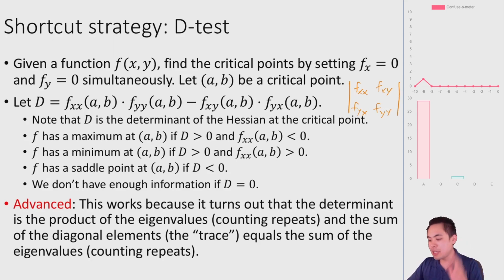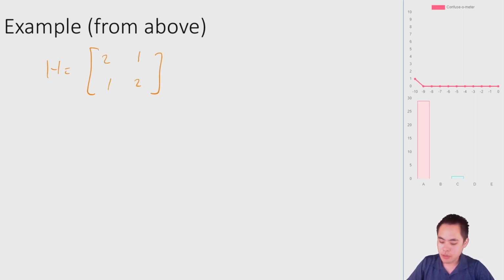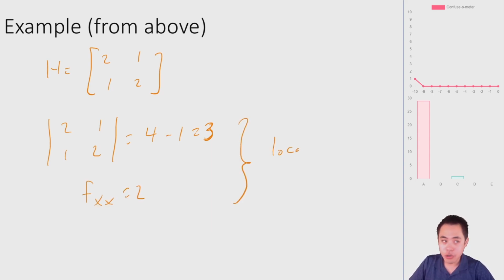So let's quickly apply this to the previous example, just as we finish up the class. The example from above, we had a Hessian matrix that was equal to 2, 1, 1, 2. Well, the determinant is 4 minus 1, which is equal to 3, and the top term, f sub xx, is equal to 2. And therefore, we have a local minimum.